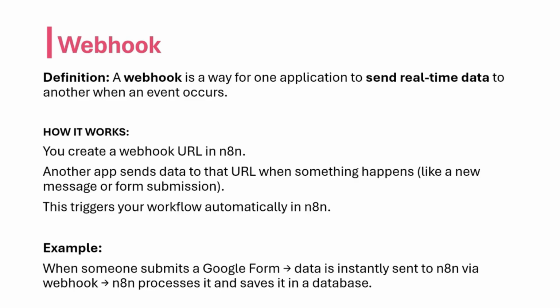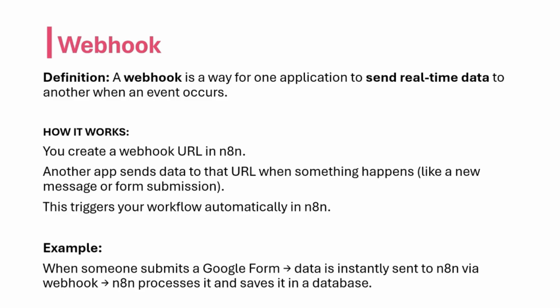Think of it like this: in an API you ask for updates, that's called pulling. In webhooks, data comes to you automatically when an event occurs. That is the pushing. Let's take a real world example. Imagine you have created a Google form. Every time someone submits the form, a webhook sends that data immediately to n8n, and n8n can then automatically save it to a database or send a message on Slack.